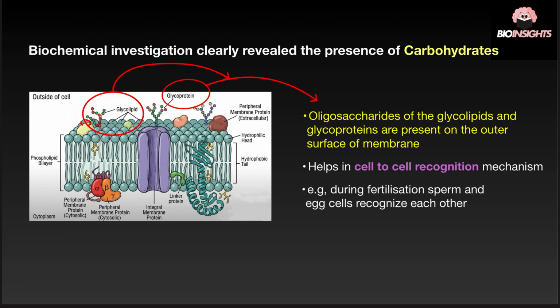Now, these oligosaccharides help in the cell-to-cell recognition mechanism. One such example is during fertilization, where sperm and egg cells recognize each other through cell-to-cell recognition provided by the carbohydrate chains present on the glycolipids and glycoproteins.